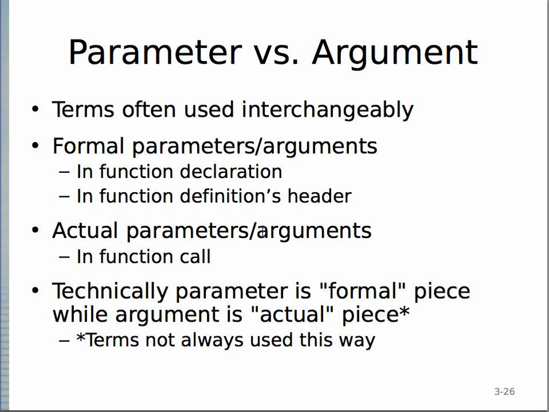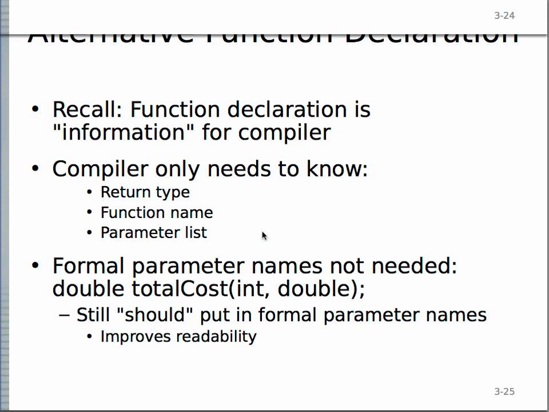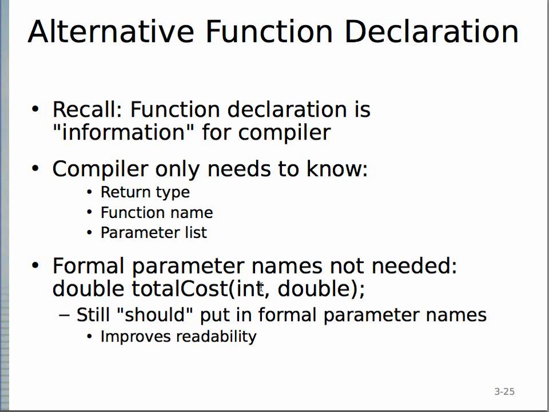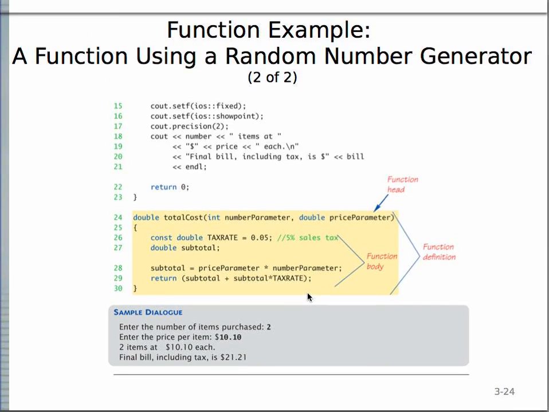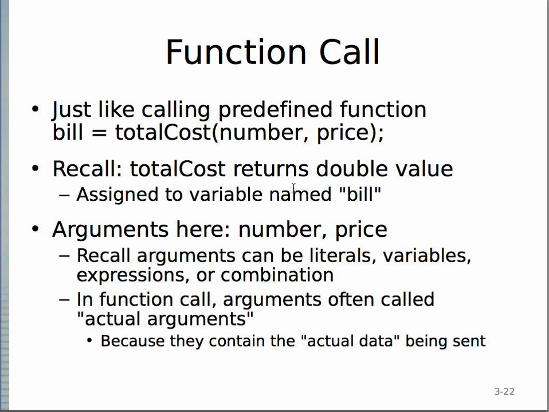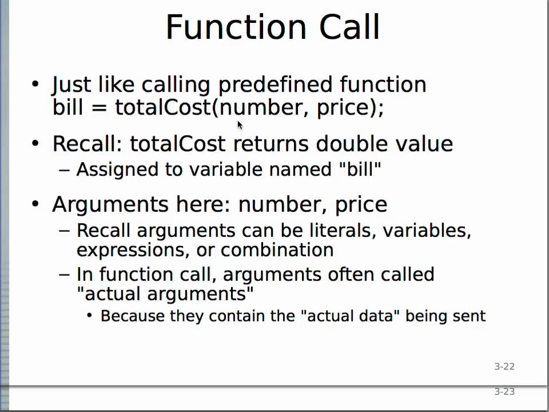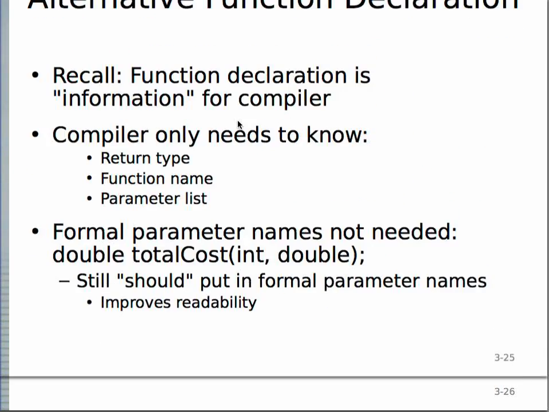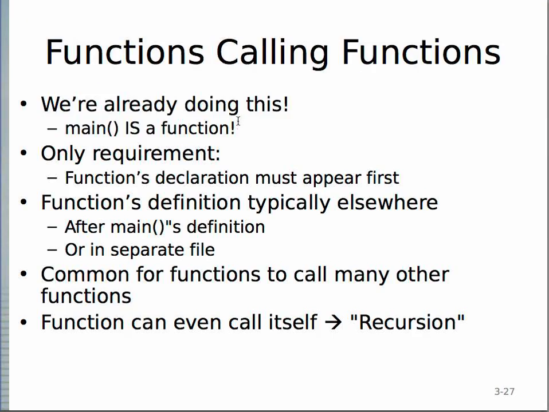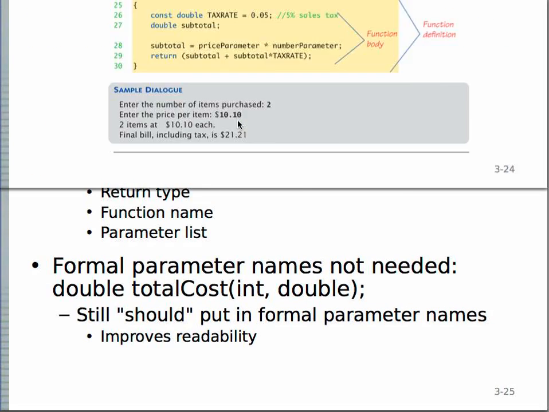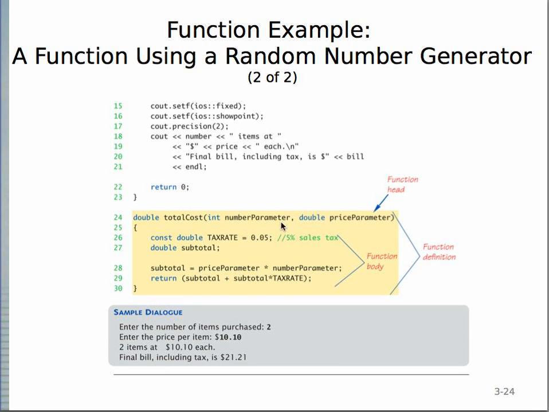I try to stick to the notation that these things are parameters, and where you call it, so I'm calling, let's say, this function total cost with these two things. These are the arguments. These arguments go into the function and they are called whatever the parameter names are. Let's quickly take a look. Actually, I'm going to zip back up and take a look in here. The parameter names are number parameter and price parameter.